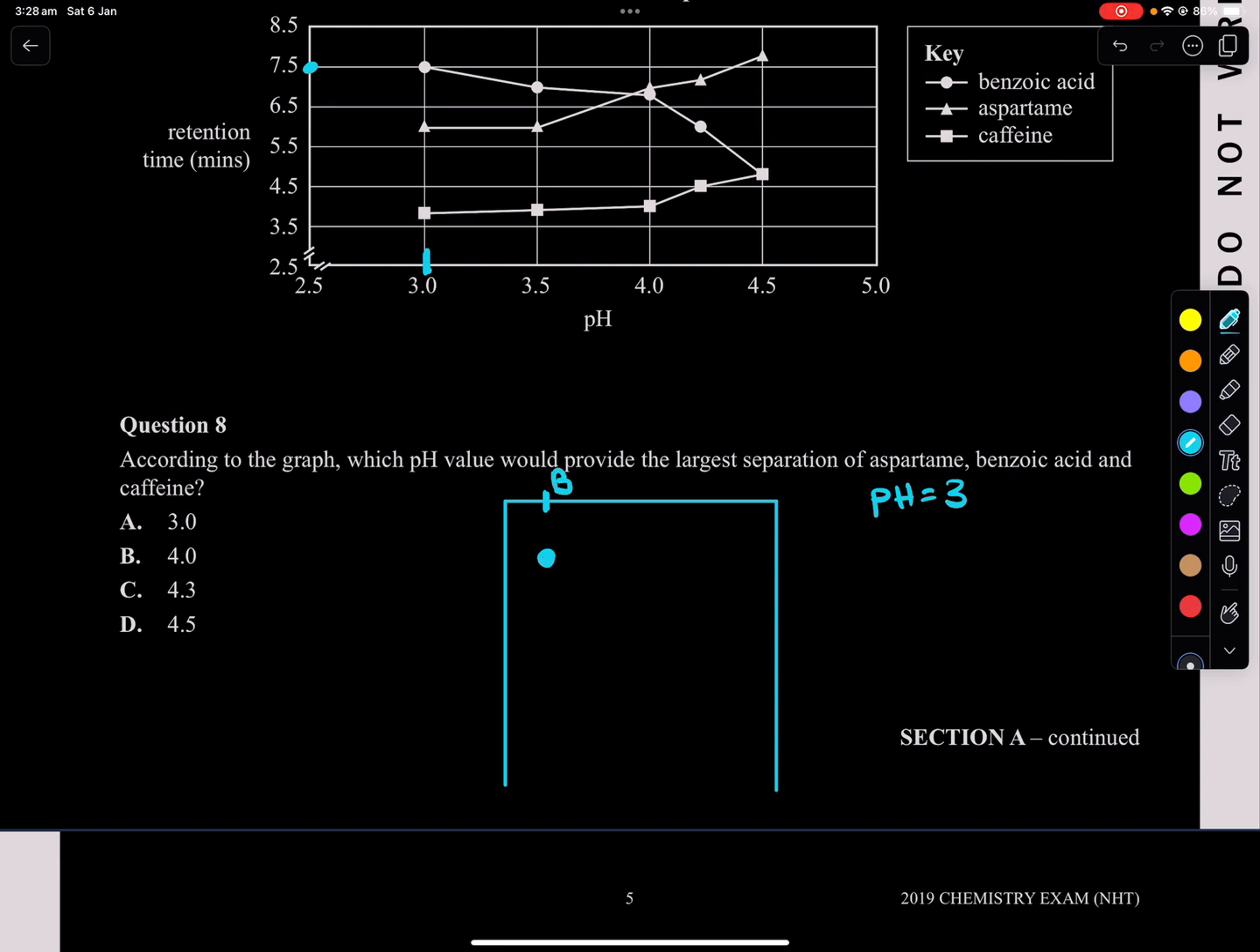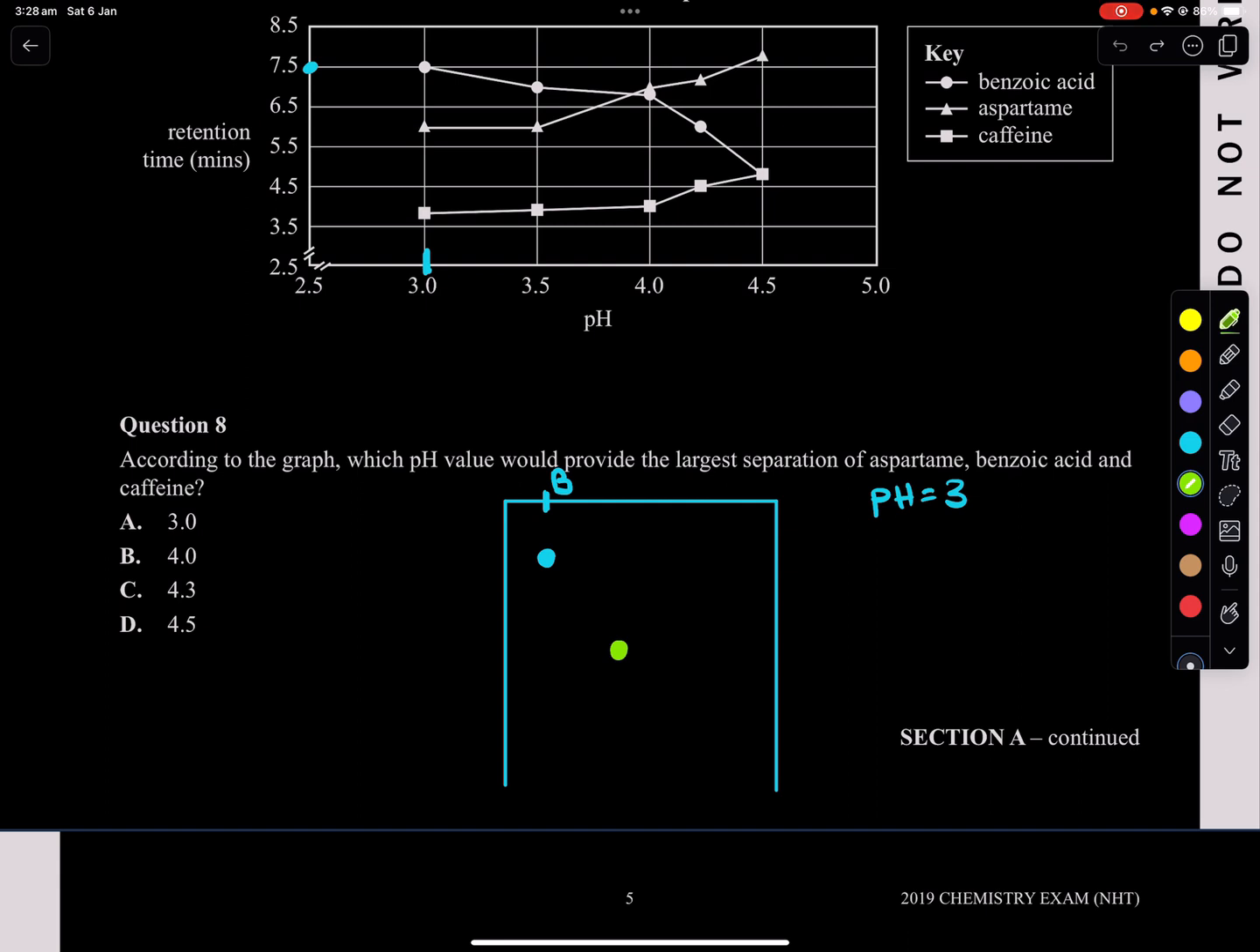So let's say everything's measured in 3 seconds. Benzoic acid in 3 seconds will be over here. It wouldn't have moved a lot because the retention time is very, very long. It takes quite a long time to actually reach the bottom. Whereas, let's look at aspartame. We can see that its retention time is much shorter. So it will probably be over here, likely over here because it's much further.